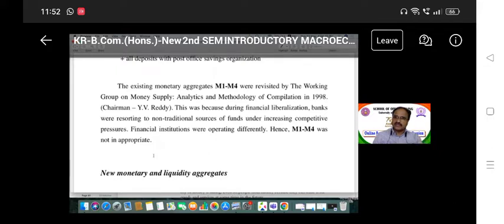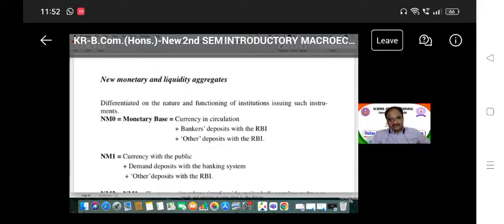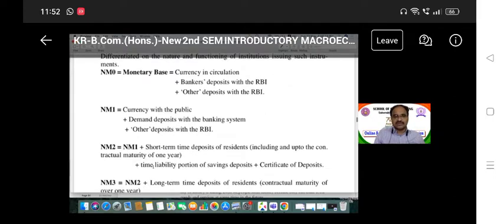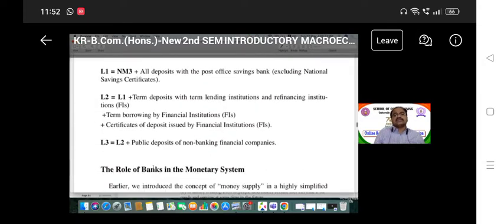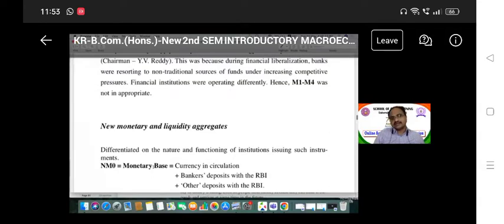The RBI discussed in April 1977 that these are the 4 money supply components. But in 1998, another working group to analyze that, the chairman being YB Reddy, had to describe not only these 4 but also other liquid assets, which we can also call money supply. New monetary and liquidity aggregates, that means whatever is available as currency in the economy. So after 1998, money supply components are not only M1, M2, M3, M4 but also NM0, NM1, NM2, NM3, L1, L2, L3. Up to 1998, M1, M2, M3, M4 were the money supply components. After the 1998 RBI working group, other components were also introduced.